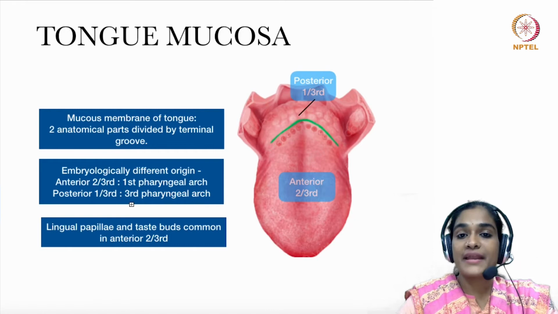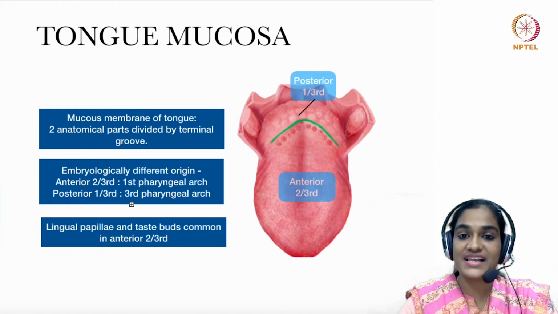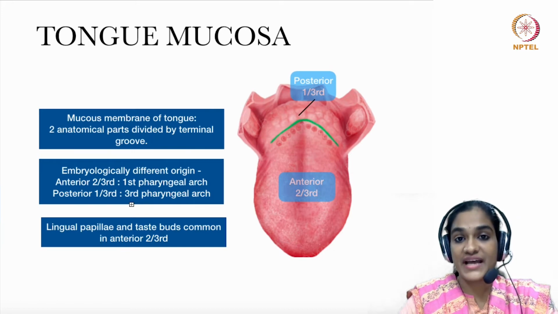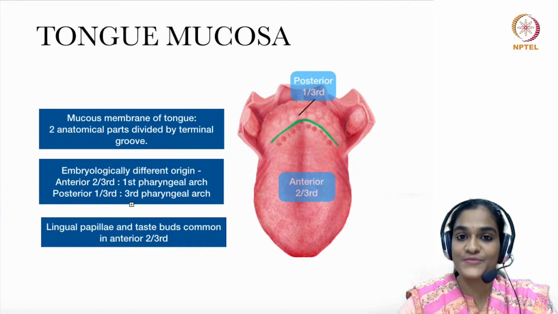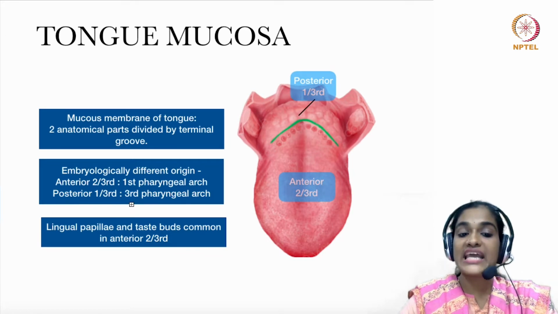The mucous membrane of the tongue is divided into two parts by a V-shaped sulcus called the sulcus terminalis or terminal groove. The anterior two-thirds of the tongue, which is derived from the first pharyngeal arch, forms the body of the tongue, and the posterior one-third, derived from the third pharyngeal arch, forms the base of the tongue. Lingual papillae and taste buds are commonly present in the anterior two-thirds of the tongue.